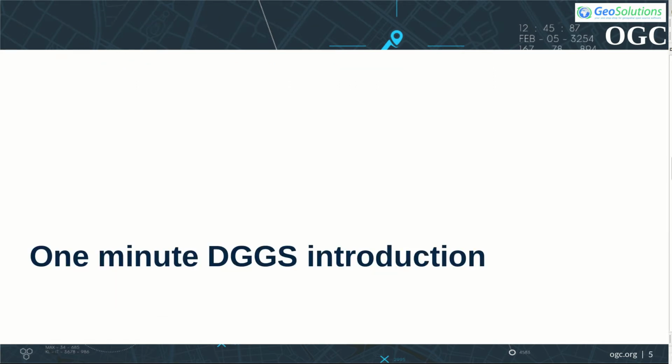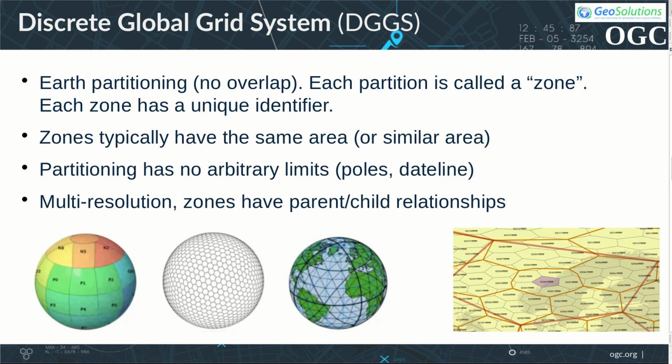Before delving into APIs, let's have a quick look at DGGS concepts. A discrete global grid system is a partitioning of the Earth into equal area zones. This partitioning, unlike equal area projections, has no arbitrary limits, such as the dateline or the poles. The partitioning is hierarchical, wrapping the planet with zones at multiple resolutions, and zones share parent-child relationships as well as neighborhood relationships.